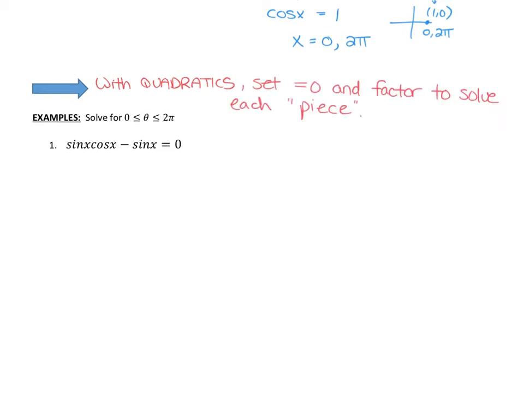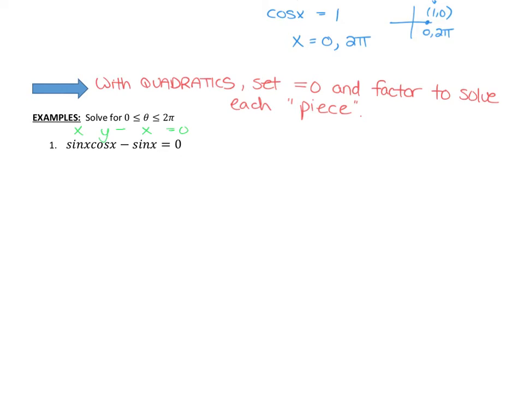This first example might not look like a quadratic to you because it doesn't have a squared like normal, but because there's a sine x times a cos x right here, it is still considered a quadratic. It's kind of like having an x and a y in an equation and then looking at factoring. So this would be similar to xy minus x equals 0. I wouldn't actually replace that here. I just want you to understand what it would be similar to in terms of polynomials.